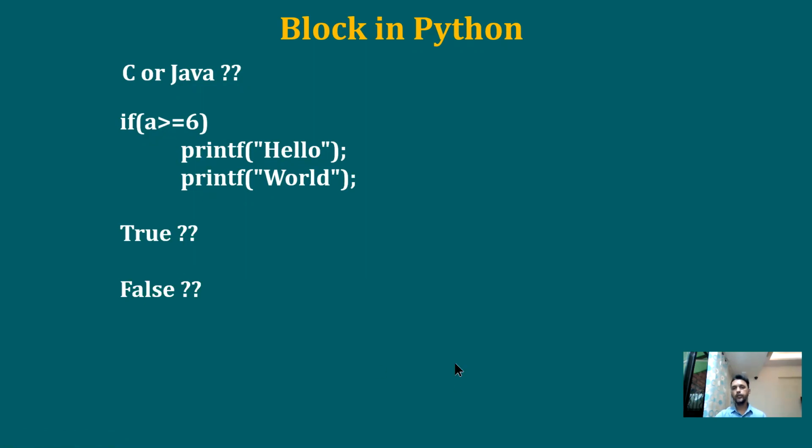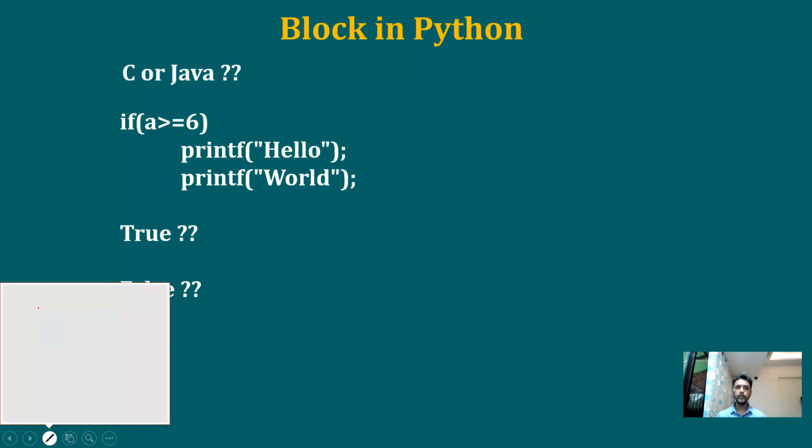All right. So now tell me one thing. If this condition is true, will this printf execute? Yes. Will this printf execute? Yes. All right. Now let's go to false. If this condition is false, will this printf hello execute? Yes. Will printf world execute? No. And that is the biggest thing which you need to understand.